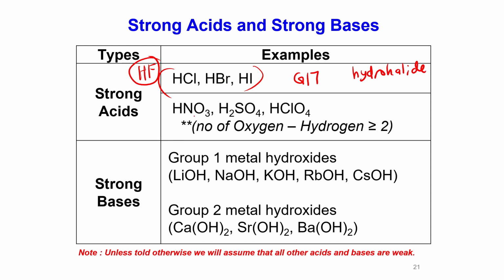And for oxo acids, meaning acids that contain oxygen, we look at the difference between O and H. The difference must be 2 or more. For example, HNO3 has 3 oxygens and 1 hydrogen, so 3 minus 1 gives 2. Same goes for H2SO4, 4 minus 2, 2. Okay, HClO4, 4 minus 1. So that is to identify strong acid.